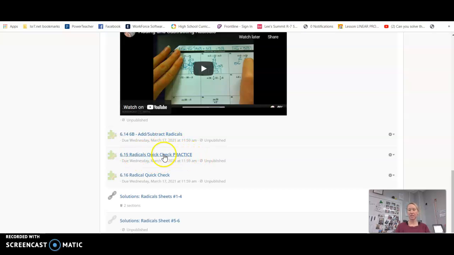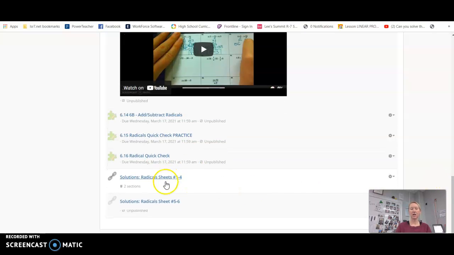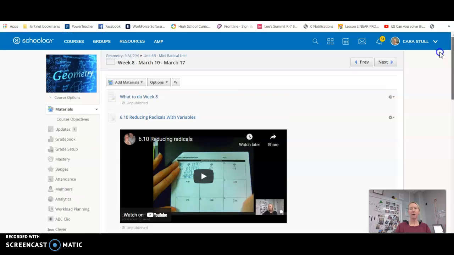This quick check practice is just to get you ready for what I'm calling the quick check, which is a mini quiz. This mini quiz will be open on Wednesday, March 17th for you to take. In your packet, there are also radical sheets 1 through 6. Here's the answer keys to those, so make sure to complete those. I will also have in here the packet that you need to print off for this Mini Radical Unit.